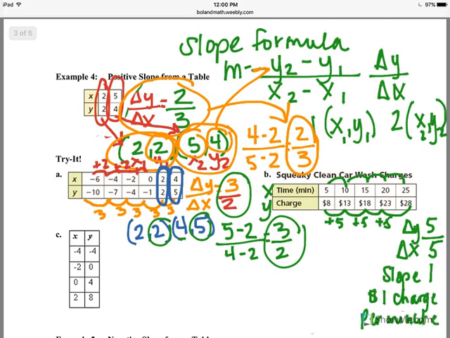Because when there's words, and they're talking about time, and they're talking about money, and they're talking about charges, when there's words in it, you have to put words in your answer as well. You can't just put the slope is 1, because that's meaningless. They want to know what that actually means, and the rate is a dollar charge per minute.